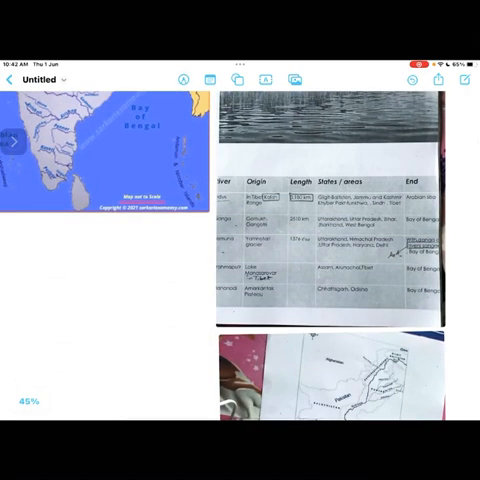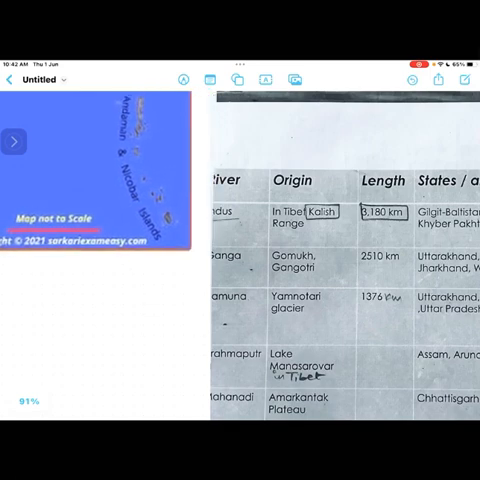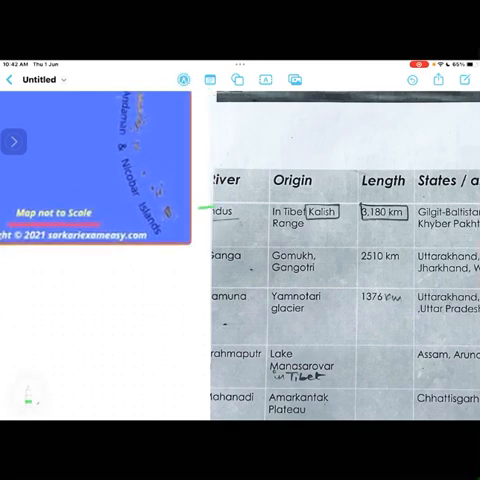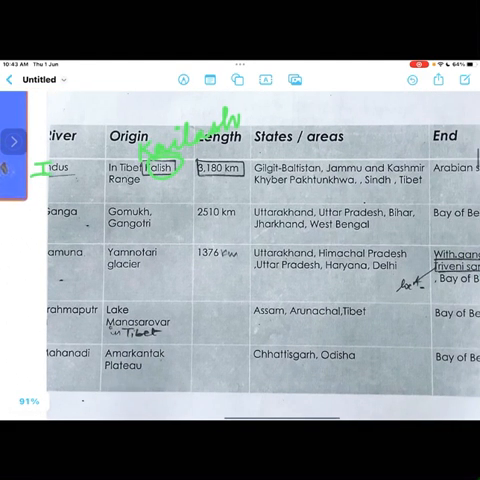So, friends, the first river that we will be talking about is the Indus River. Indus River originates from Tibet, from the Kailash range. Its length is 3180 kilometers, and the regions that it passes are Gilgit Baltistan, which is near Pakistan, then Jammu and Kashmir, Khyber Pakhtunkhwa, Sindh, and Tibet.